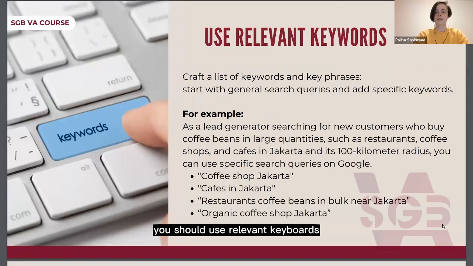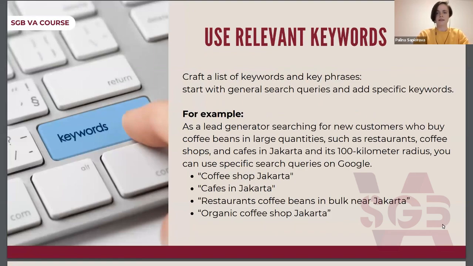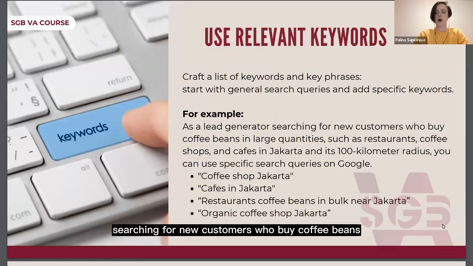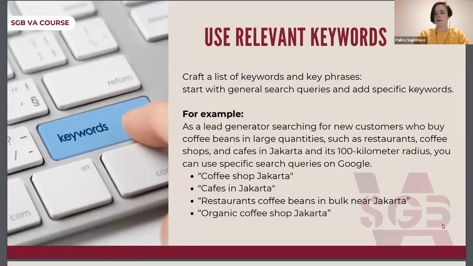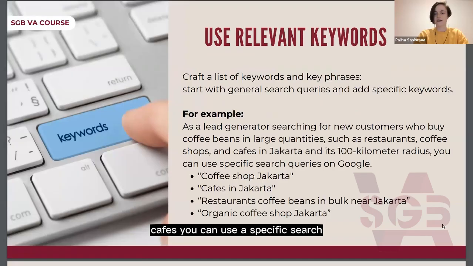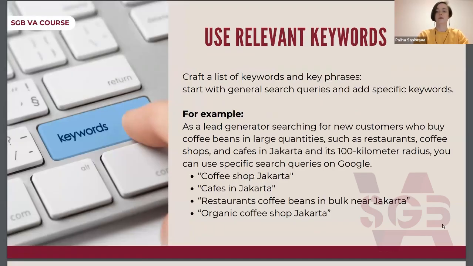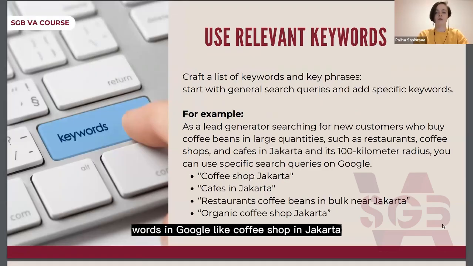You should use relevant keywords. So first of all, you should craft them. For example, as a lead generation, searching for new customers who buy coffee beans, like restaurants, coffee shops, cafes, you can use specific search words in Google, like coffee shop in Jakarta, cafes in Jakarta, restaurant coffee beans near Jakarta, and so on. So you can make the right request.